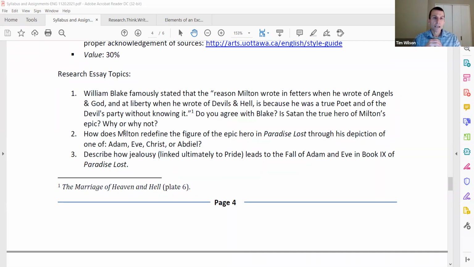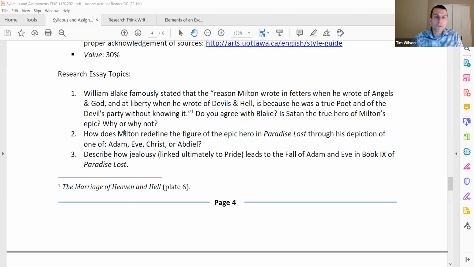Why or why not? And then 2, how does Milton redefine the figure of the epic hero in Paradise Lost, through his depiction of one of Adam, Eve, Christ, or Abdiel? So there it's less about Satan, but other possible heroes that have often been put forth in the tradition of criticism. And in what way is the notion of heroism, let's say, redefined by, if we were to take one of those figures as the hero?